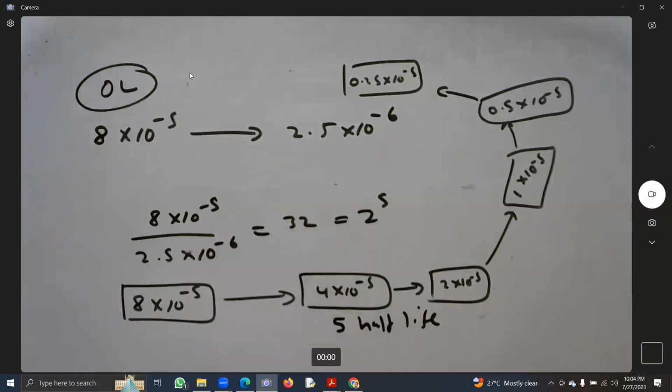Excuse me, sir. Yes. Due to going by 2 and 2 again and again, 2 is the main number and the power is 5. Yes.